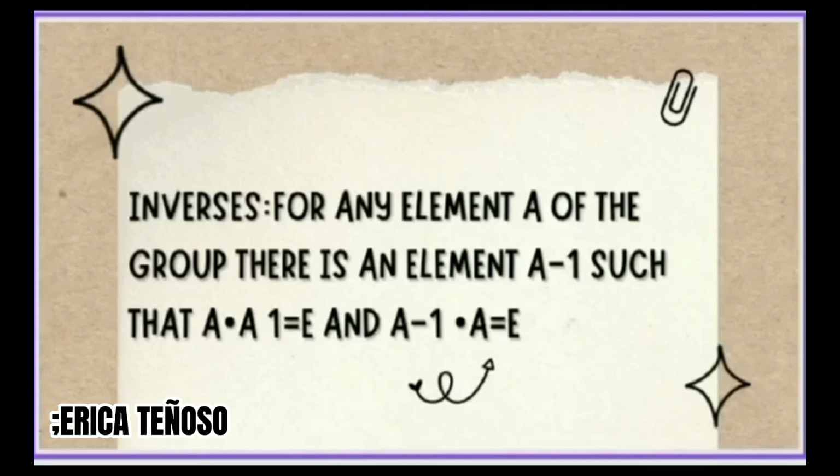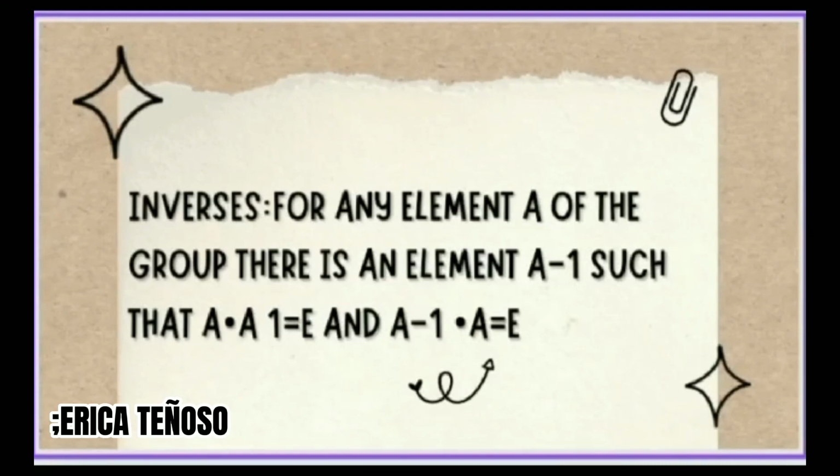Inverses. For any element A of the group, there is an element A minus 1 such that A times A minus 1 equals E and A minus 1 times A equals E. The group contains inverses if, for an element of the group, there's another element of the group such that when we use the operator on both of them, we get E, the identity, in just the same way as for negatives.